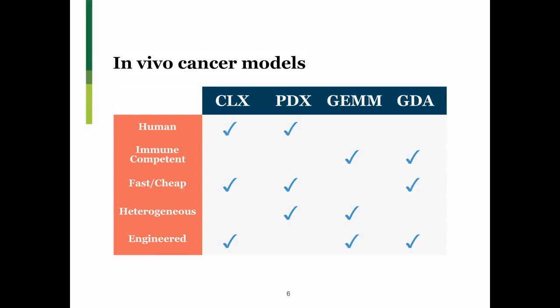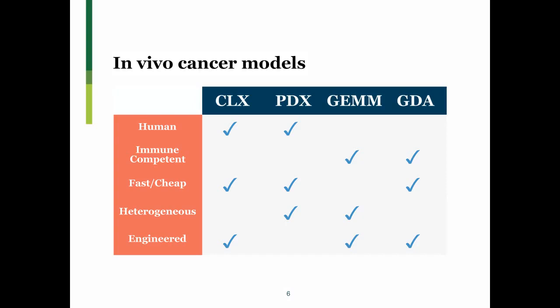So there are a number of different mouse models for cancer, and we think they're really complementary, and each one has its own advantages and disadvantages. I told you about traditional cell line xenografts. These are human cell lines. They're relatively fast and cheap to work with once the cell line is established, and they're fairly easy to engineer with lentiviruses and other similar technologies.